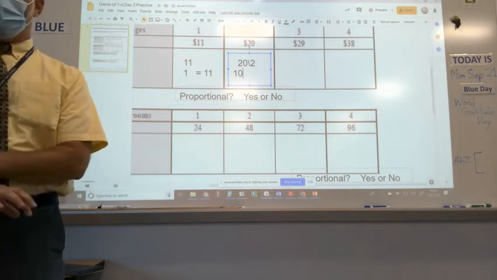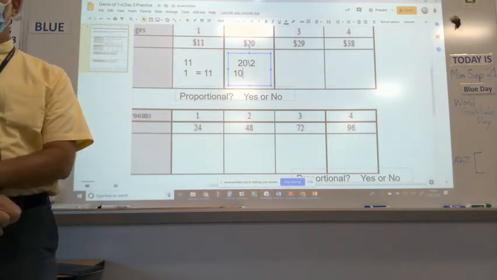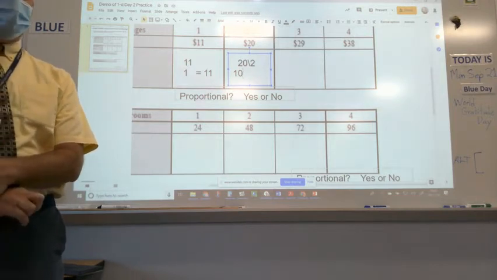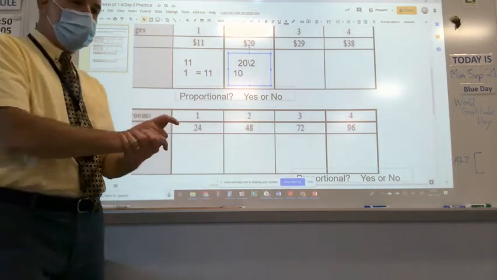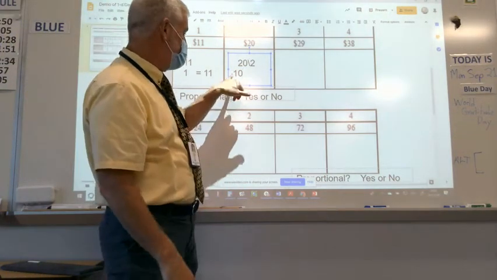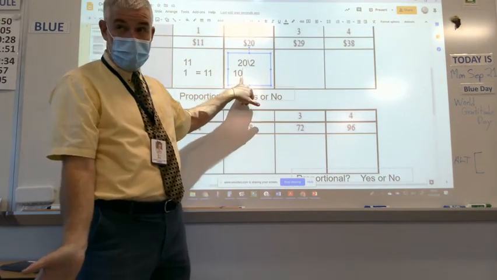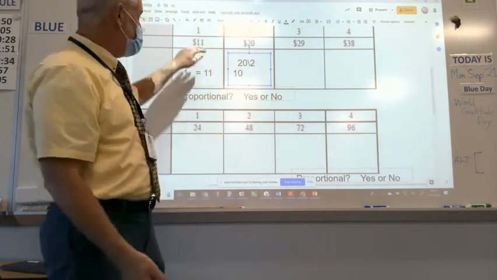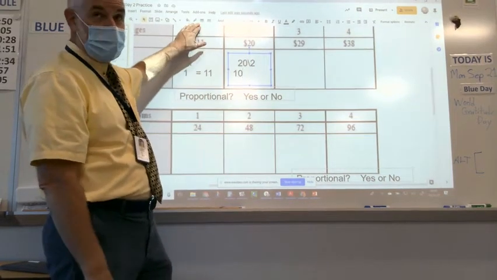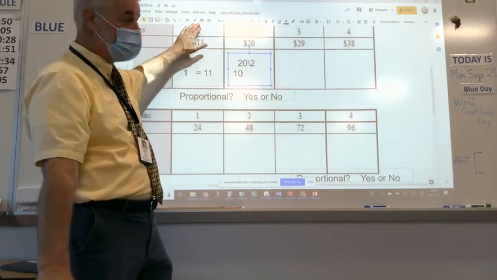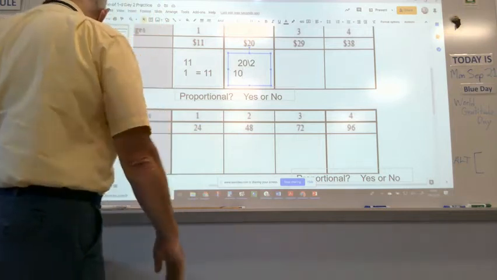Do I need to do any more in this problem? No. Why not? Because you already know that it's not proportional. Exactly right, Carlos. Man, you are sharp today. Why not? These two numbers are not equal. The ratio of the output value divided by the input value is not constant. That means it is not proportional.